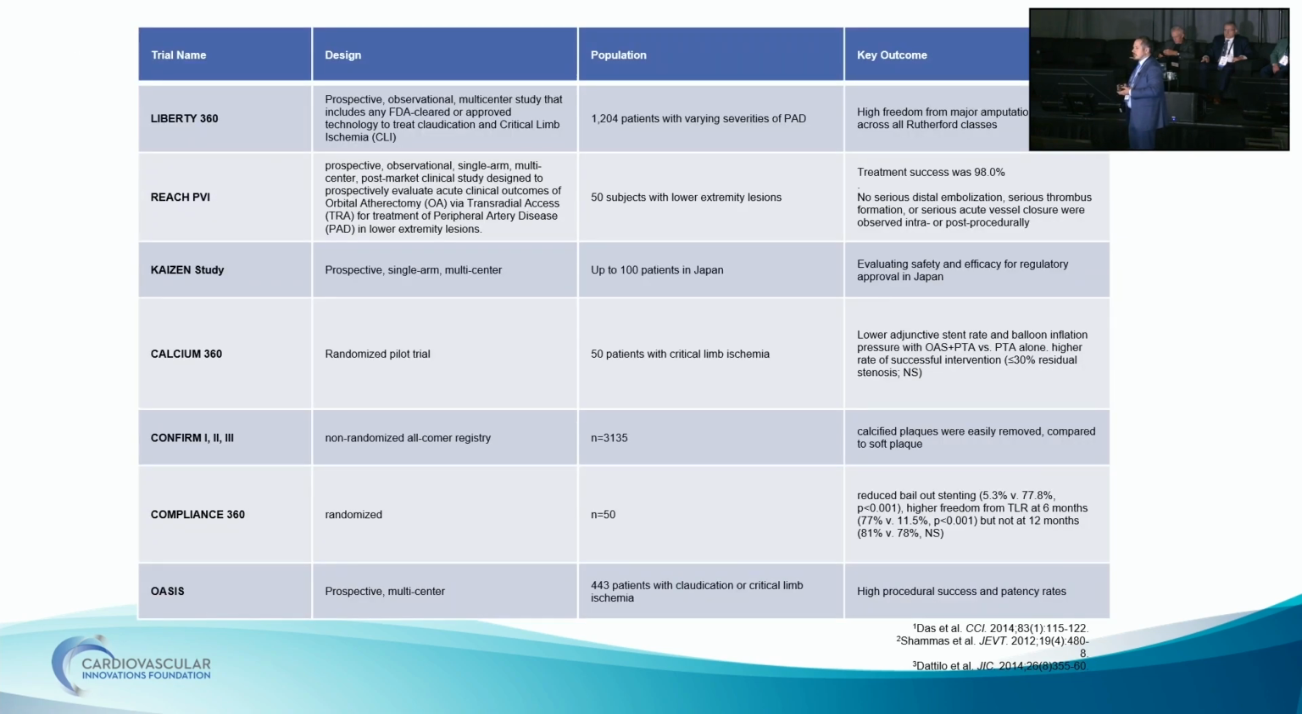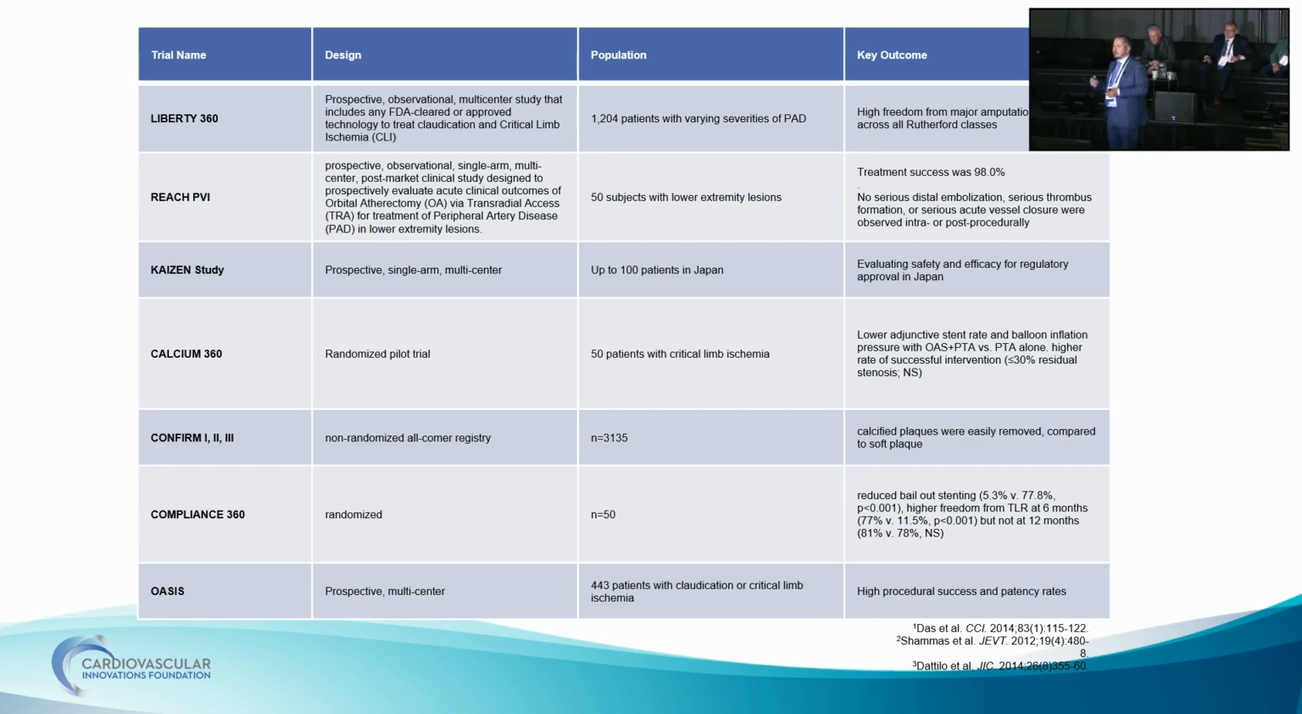This is just to try to summarize the most important data we have so far on orbital atherectomy. I think orbital atherectomy has been, and still is, the most used atherectomy device in the country. I tried to select some of the most important trials. For example, Compliance 360 showed reduced bailout stenting, which was very important, and of course higher freedom from TLR at 6 months.